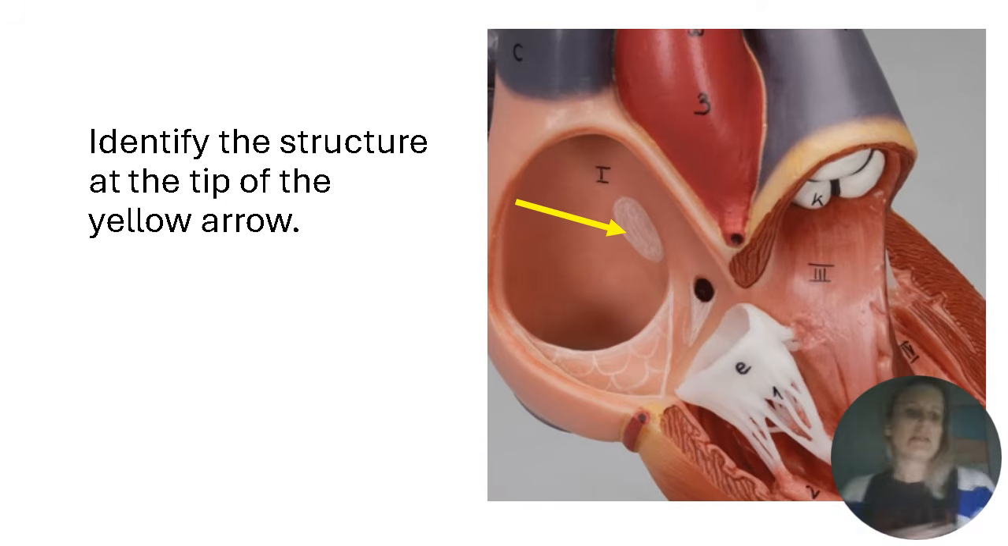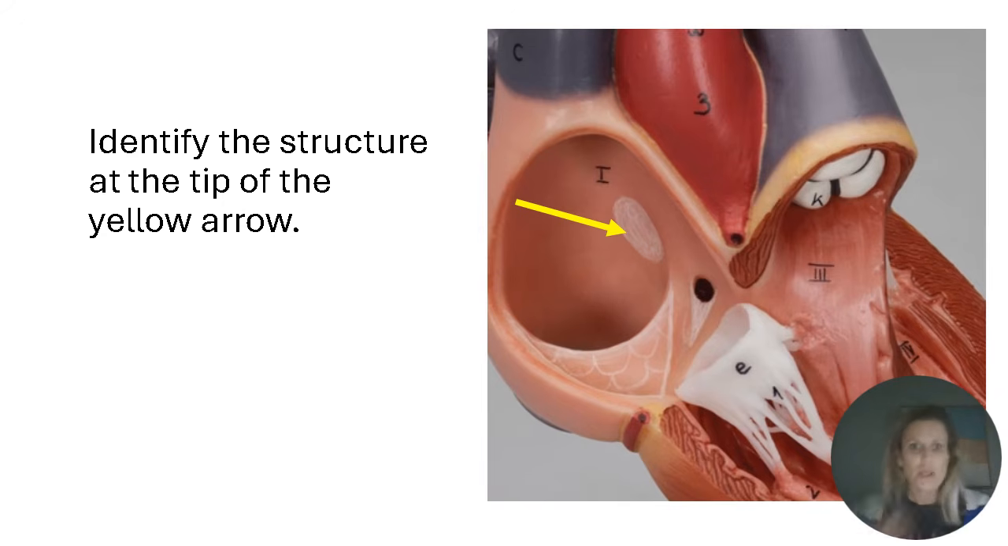Identify the structure at the tip of the yellow arrow. So this is actually one of the structures that we talked about when we talked about fetal circulation. Remember that when the fetus is in the womb, it's living in water, right? It's completely underwater, so the fetus doesn't breathe air. The fetus gets blood from the mom that's already oxygenated. So there's no need for pulmonary circulation. So we talked about a couple passageways that the fetal heart has to get the blood from the pulmonary circuit to the systemic circuit. Once the baby is born, those things close up and we're left with like little scars, if you will.